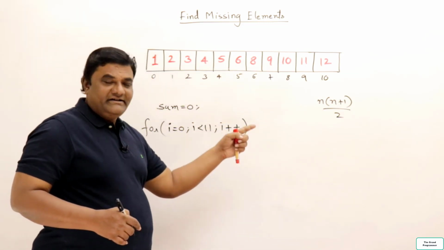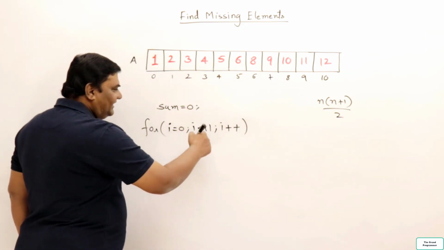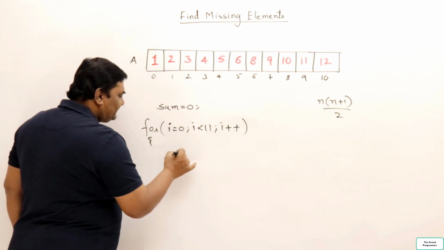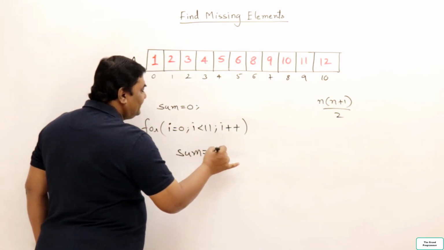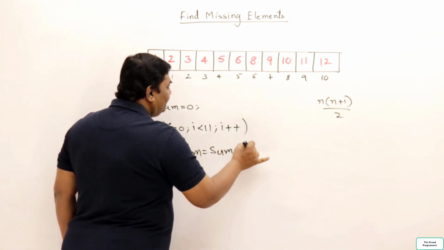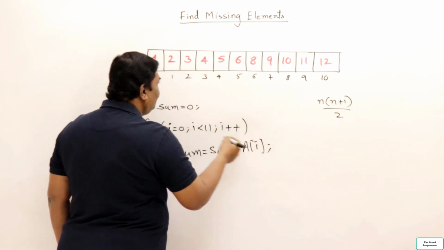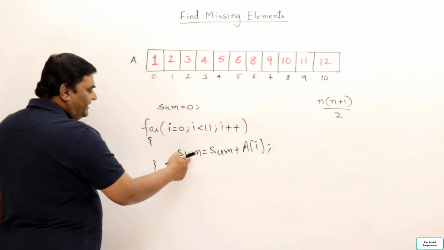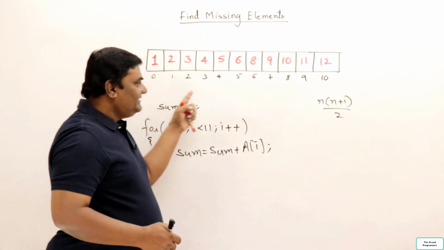So I should know the last index, that is 10, so till i less than 11. What I have to do is sum assign sum plus A of i. Add all the elements from an array. Then here I'll be getting the sum of all these elements.